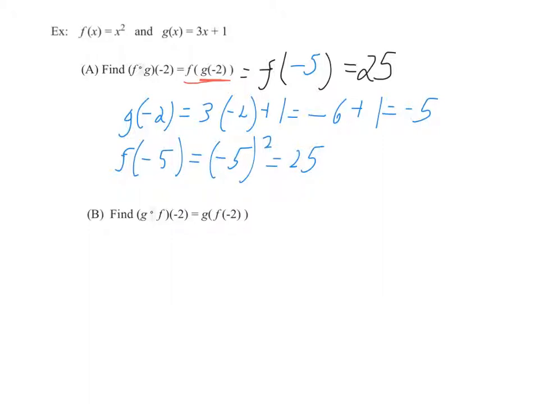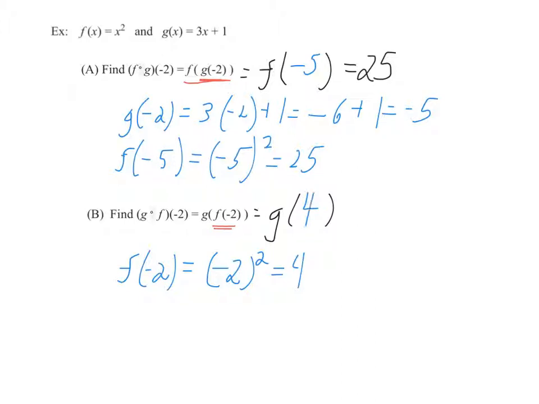In the next example, I have the same thing, except the order is different. It's g open circle f. This is actually going to be a different answer most of the time. Composition of functions is not commutative. So I'm going to start this time with f of negative 2 because it's on the inside. Substituting negative 2 into the f function above, I get negative 2 squared, or 4.